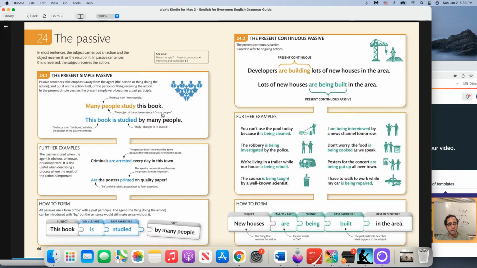In passive, we're going to switch it around. This book is studied. Notice this book, which is the direct object, goes to the front. And notice what happens to study. It is studied. This book receives the study.